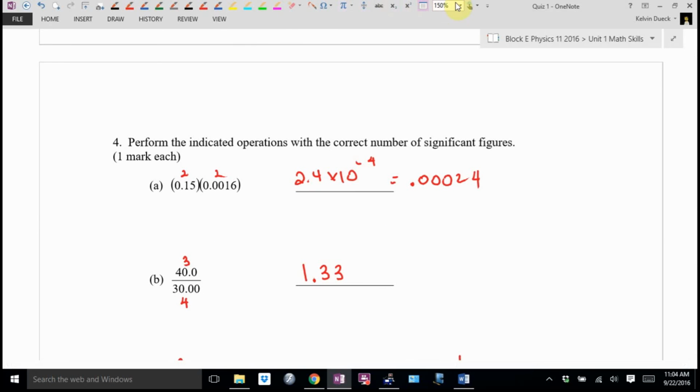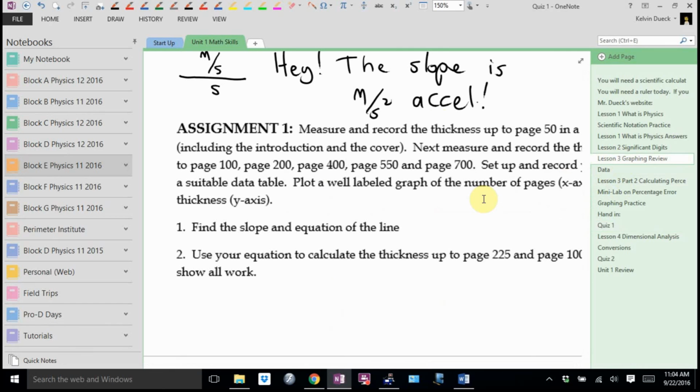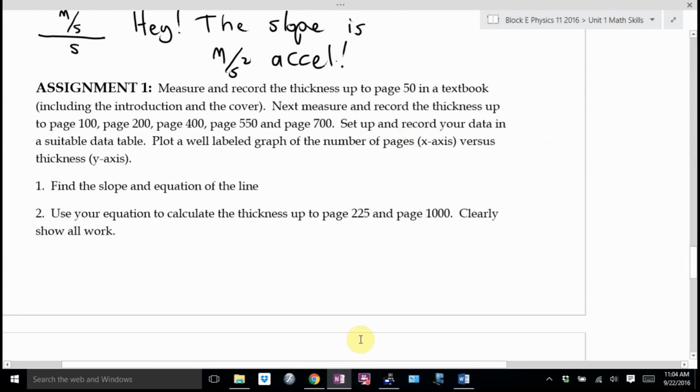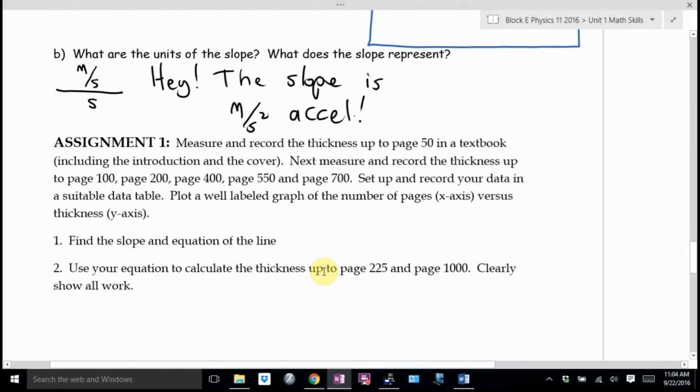Can you please get out the very end of that textbook, where we were measuring page numbers, where you'd made some data. All of you are going to need a ruler, and each group of 2 is going to need a textbook again. Could you get those, please?